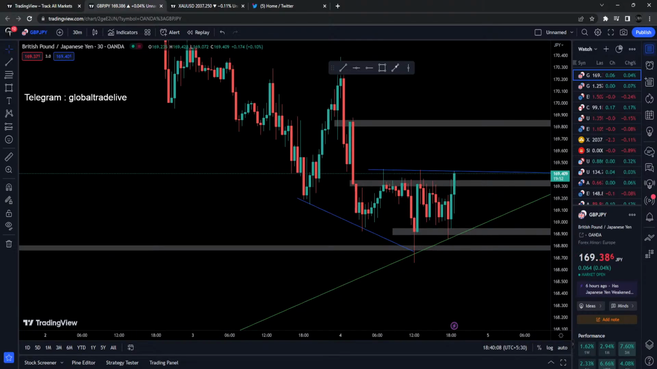Oh, okay, GBP JPY is moving up. Oh man. Where is that?